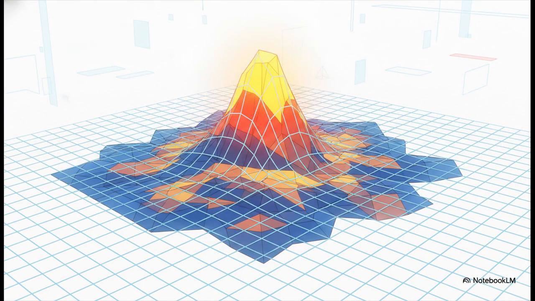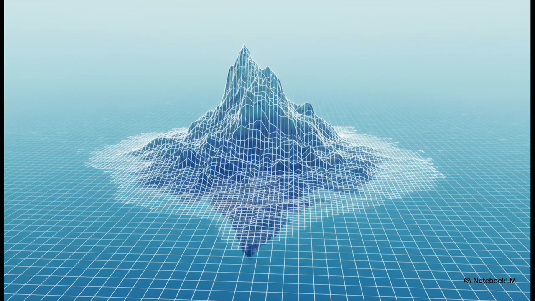So for our first test, we're simulating a simple Gaussian curve. You can think of it like a peak concentration of heat or something. And as you can see, we start with a very basic, very coarse, uniform grid. Nothing special here. But now, look at this.